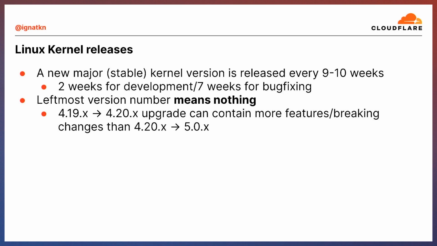Another big mistake many people make: on the official kernel.org website, there is a line you can search for. It says, leftmost version numbers mean nothing. So a 4.19 to 4.20 upgrade may contain more features or breaking changes than 4.20 to 5.0. This leftmost number increments when Linus decides arbitrarily. So this is a major upgrade and this is a major upgrade, but this upgrade is not scarier than this one. I've seen people hesitate when moving from 4.20 to 5.0.